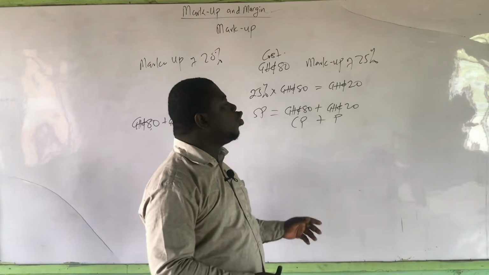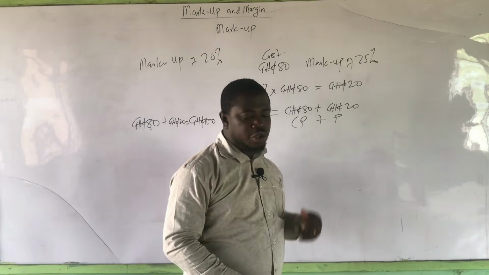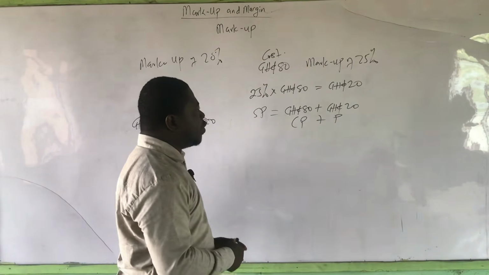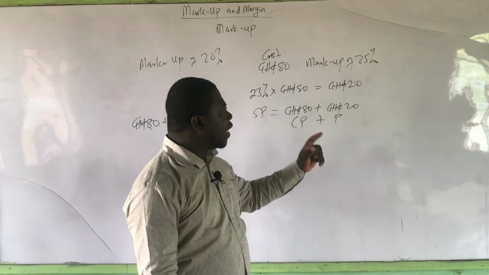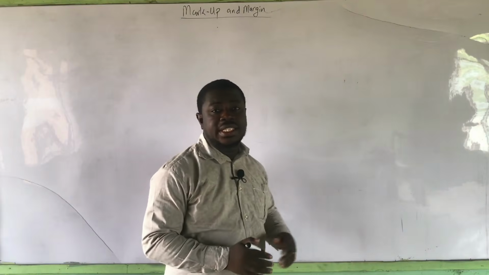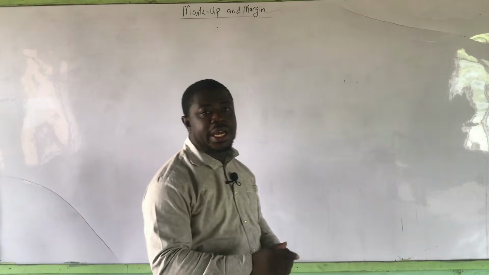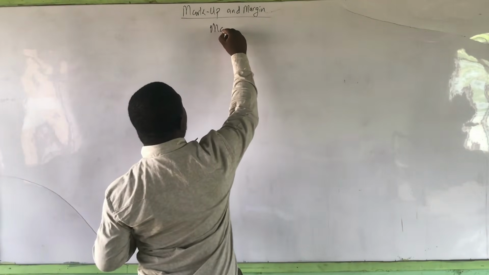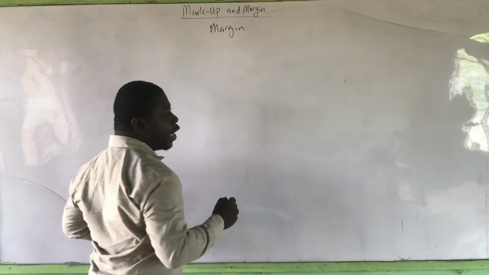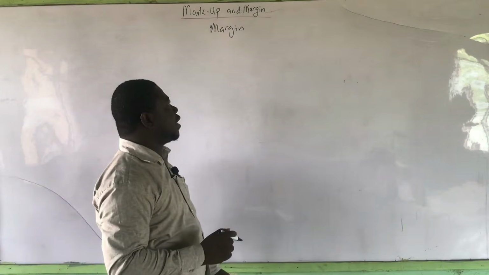Okay, yes. So let me just focus on the markup. I'll switch again to the margin. So what I'm trying to say is that markup is calculated on cost, but margin is on selling price. So like I said, markup is calculated on the cost. Now, margin is calculated on the selling price.